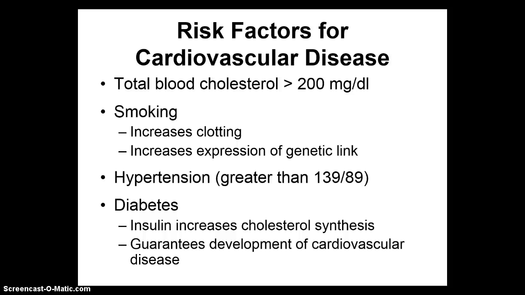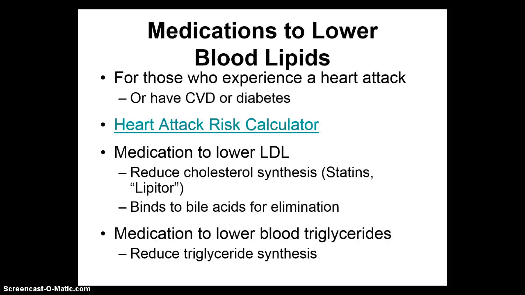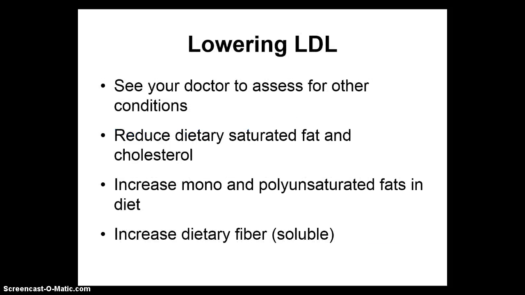Smoking is a huge predictor, high blood pressure, diabetes. If you have a low good cholesterol level, that can be a risk factor because that HDL is not cleaning up the dead cholesterol. As we age, if you have a strong family history, if you have a lot of fat floating in your blood, obesity is a huge risk factor, especially when that fat is found around the waist. And then inactivity. I'm going to skip through some of these.